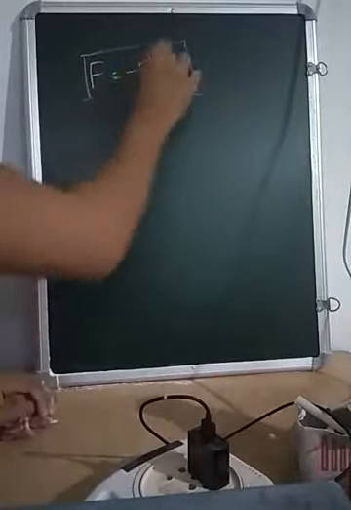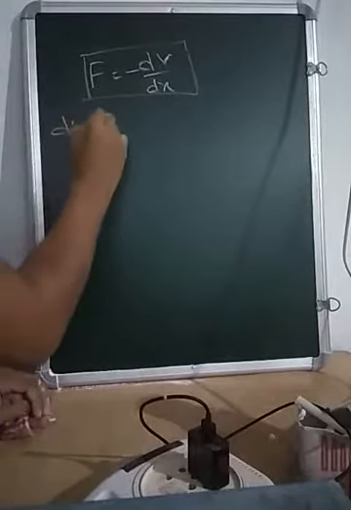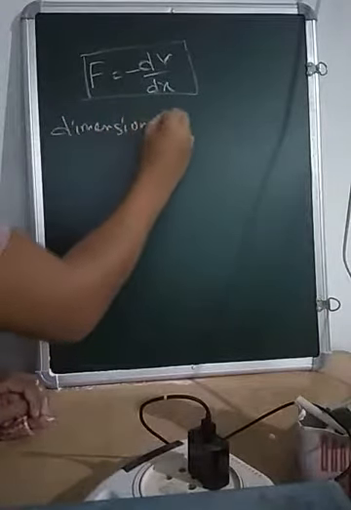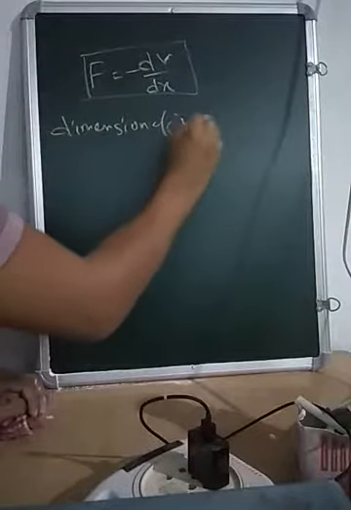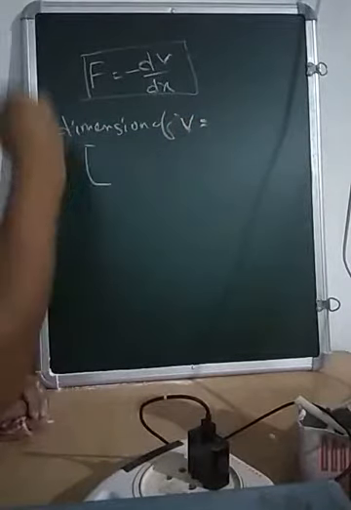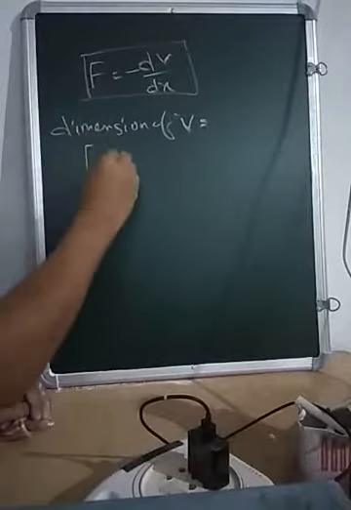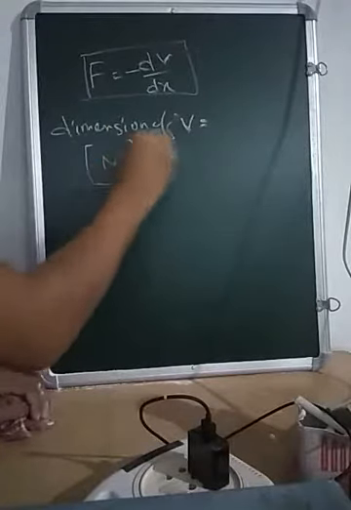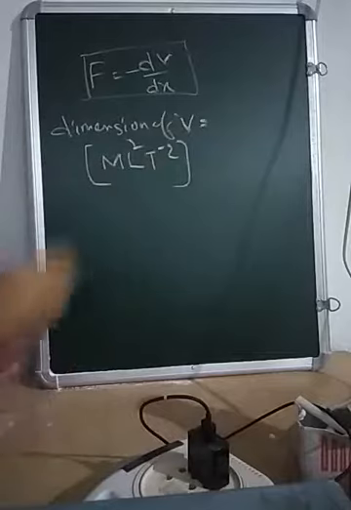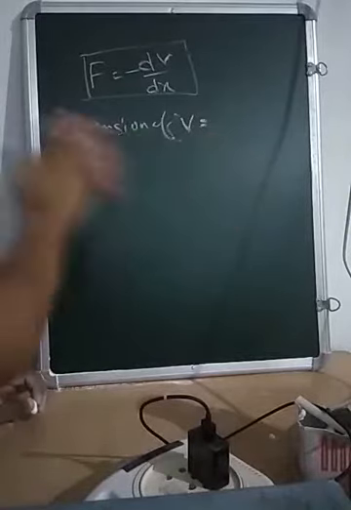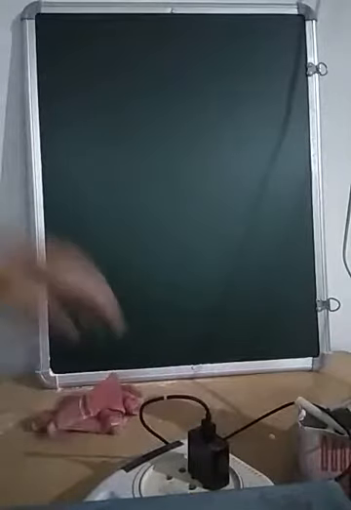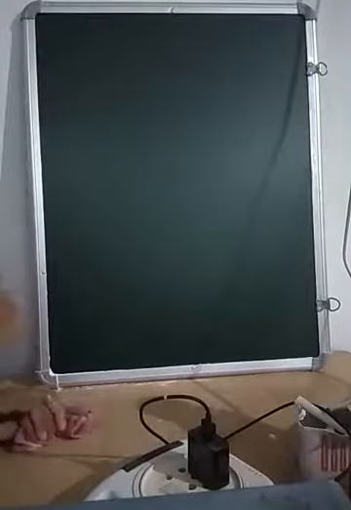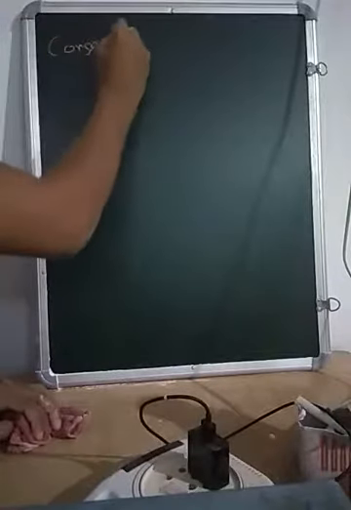What is the dimension of potential energy V? Dimension of potential energy is the same as the dimension of energy, which is ML squared T to the power minus 2. It is the same as the unit of energy. Now, conservation of mechanical energy.